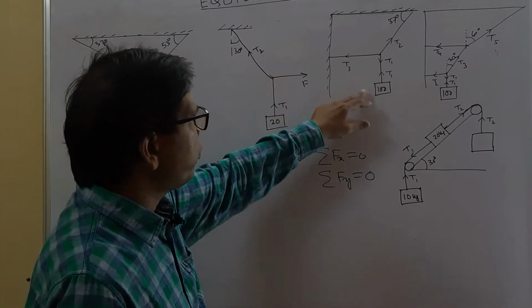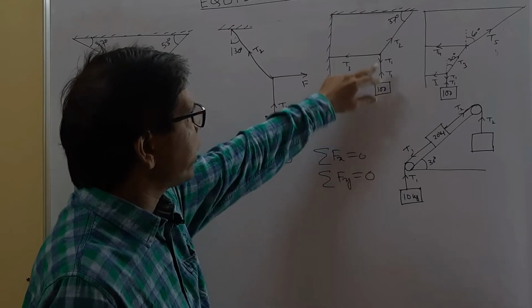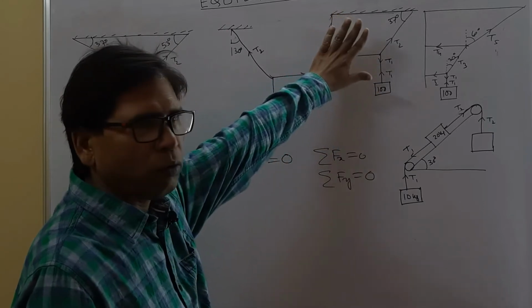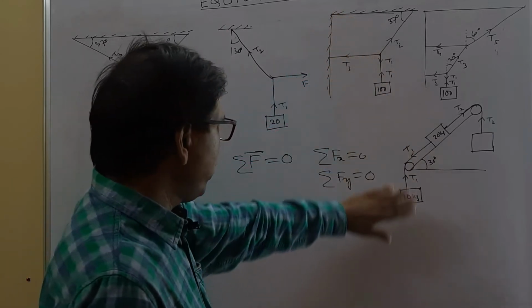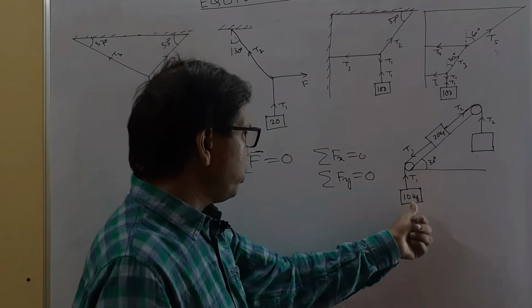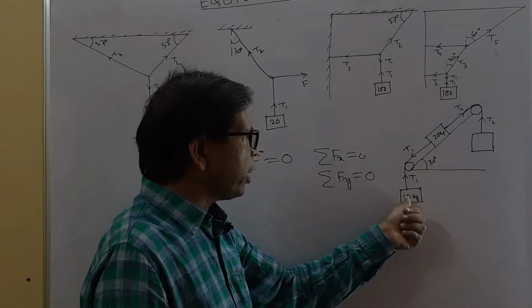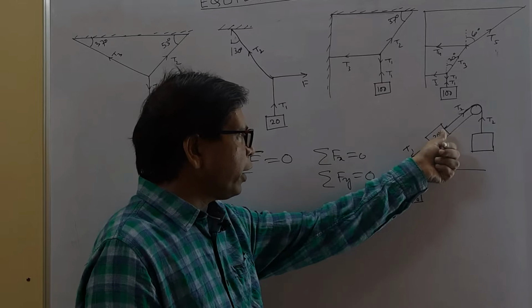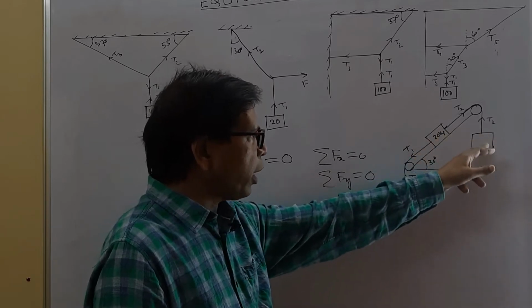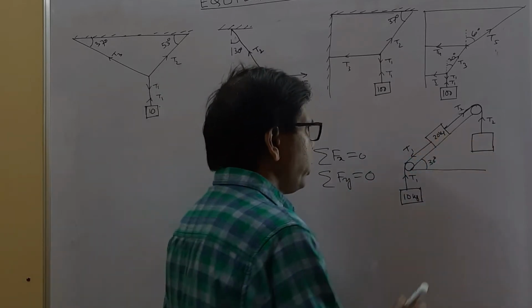Now in this problem, a load of 100 kg is connected this way. We have to calculate T1, T2, T3. And look at this problem. Here 10 kg is suspended and 20 kg is on the inclined plane, and we have to calculate the mass of it so that the whole system is in equilibrium.